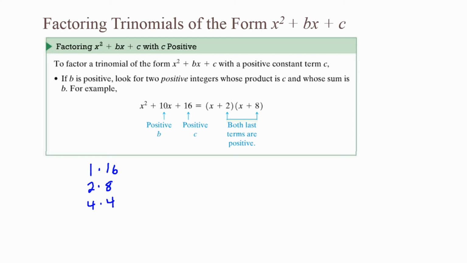These two numbers have to also add to be 10. 1 plus 16 is 17. 2 plus 8 is 10. 4 plus 4 is 8. So the only factor pair that meets both criteria, multiplying to be 16 and adding to be 10, is my 2 and my 8. So that gives us a result of x plus 2 and x plus 8. Both last terms are positive.